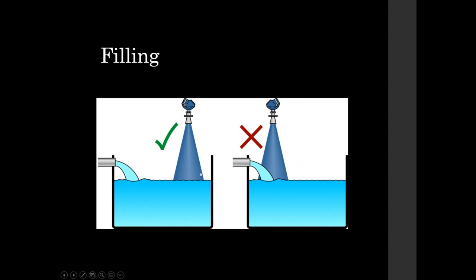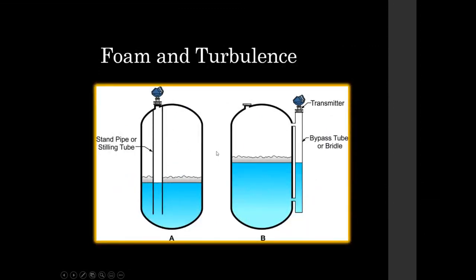Filling, turbulence, that type of thing here, so don't put it right here where we're filling. Move it over to the side, or use a stilling well if you have to. Foam and turbulence. Again, the magic pill for foam and turbulence is really the stilling well, and there's a couple of different names that they use for stilling wells, as well as bridles. So again, bridles can be used. There's different issues using bridles, usually associated with temperature differences, but again, just one of a few methods that we can deal with foam and turbulence and dust and things of that nature.